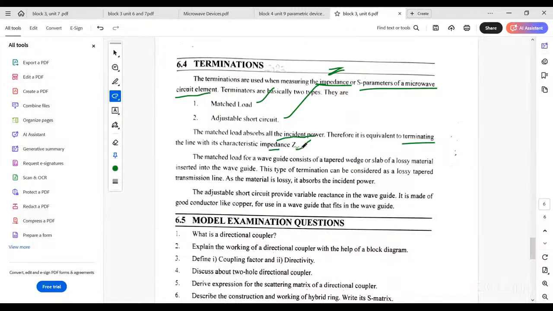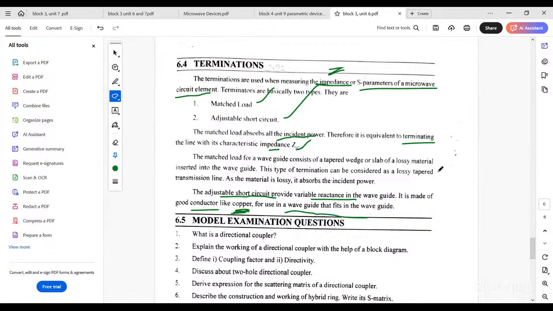Now what is the second one? Adjustable short circuit, which is given in the 3rd paragraph. Adjustable short circuit provides variable reactance in the waveguide. It is made up of good conductors. What can we treat as good conductors? Copper is treated as a good conductor, which is used in the waveguides.